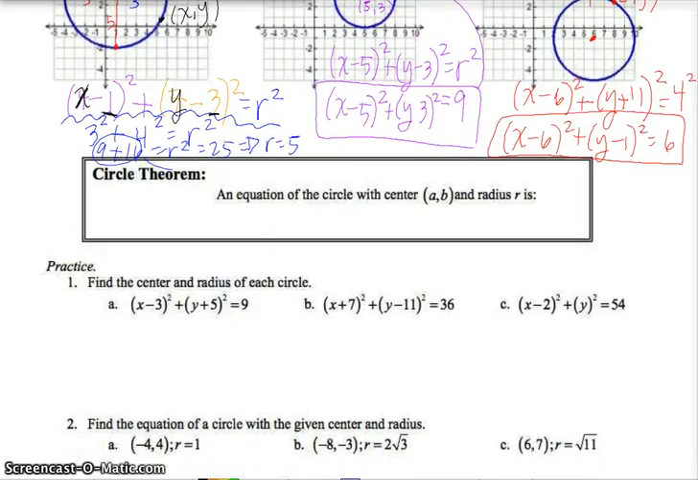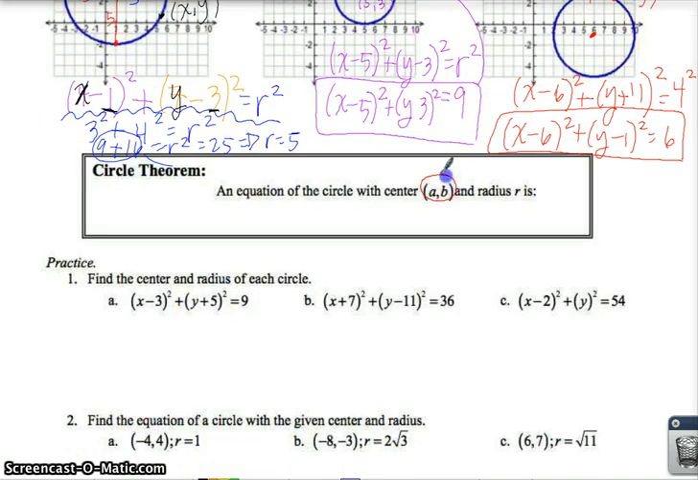So the general formula, if the center is a, b and the radius is r, would be x minus a, the quantity squared, plus y minus b, the quantity squared, equals r squared, where a and b represent the center and r represents the radius.